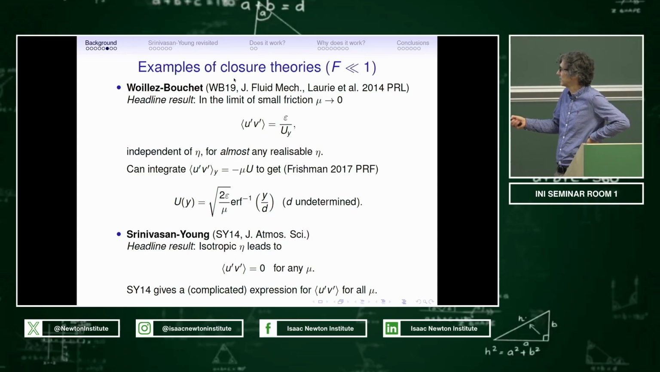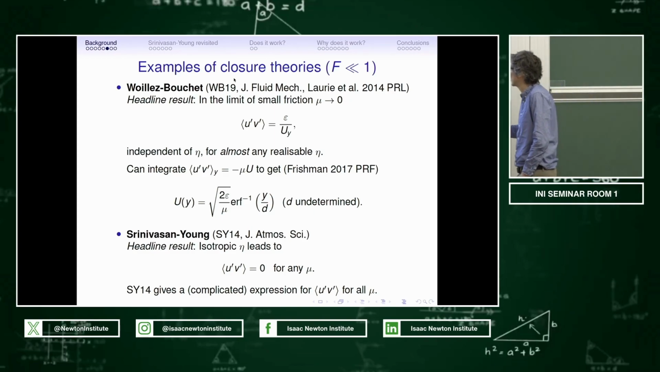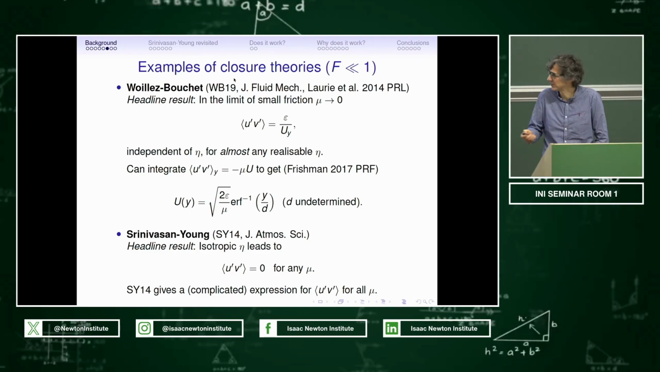The reason why we're going to be looking at the Srinivasan and Young result in particular is that they actually give a formula for the momentum flux which is valid for all friction, whereas this result up here is valid only in the case of weak friction, which corresponds to high-ish geostrophy in our problem.